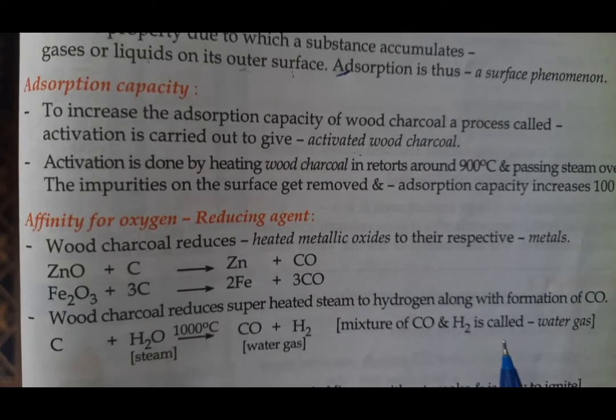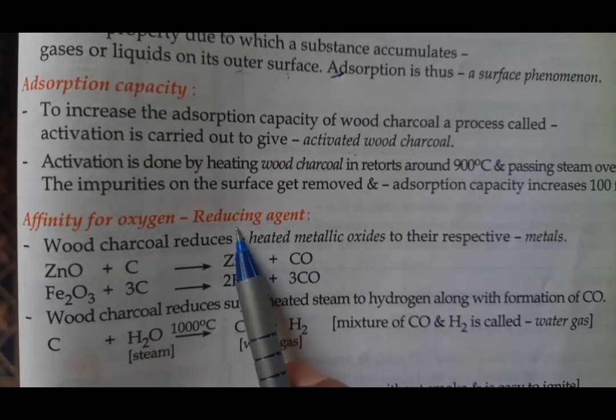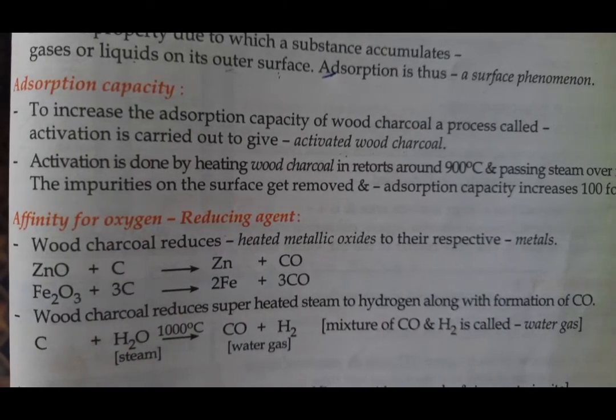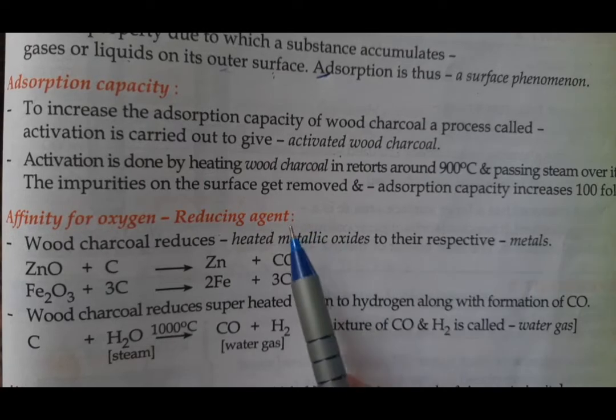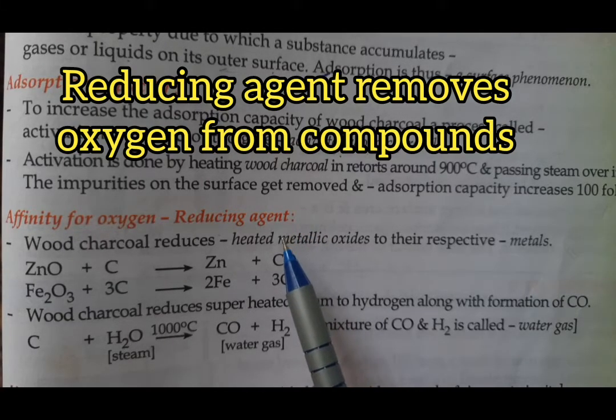Now the next thing to remember is that it is a reducing agent. A reducing agent has affinity for oxygen, which means they like oxygen. So wood charcoal is another example of a reducing agent. Earlier I said an example of a reducing agent is coke. The other is wood charcoal.